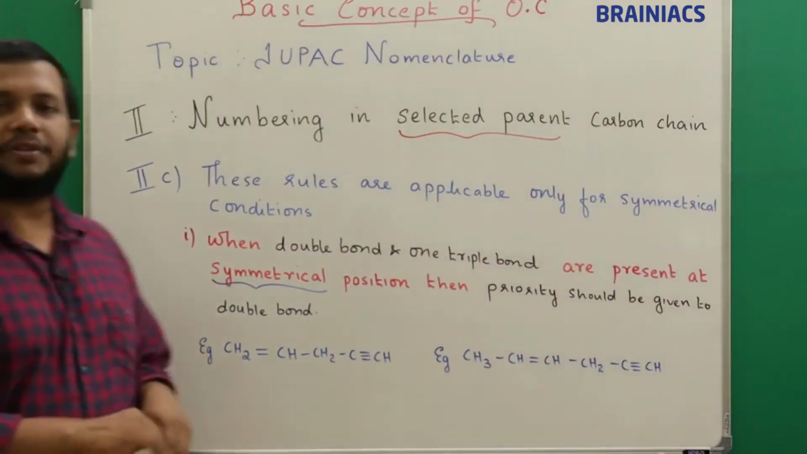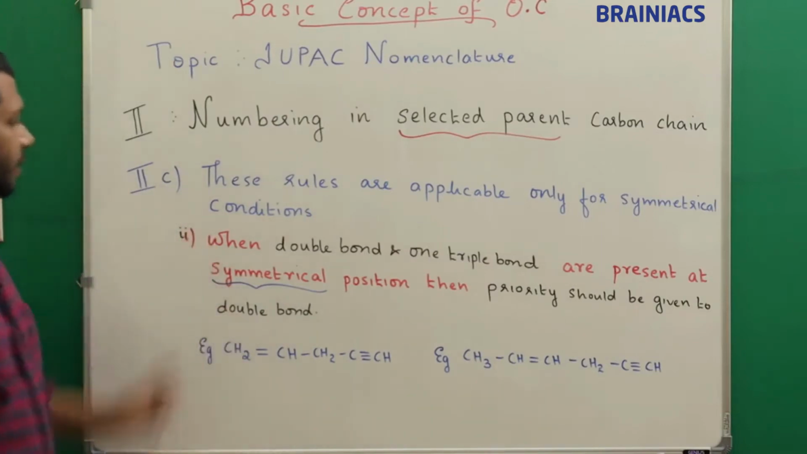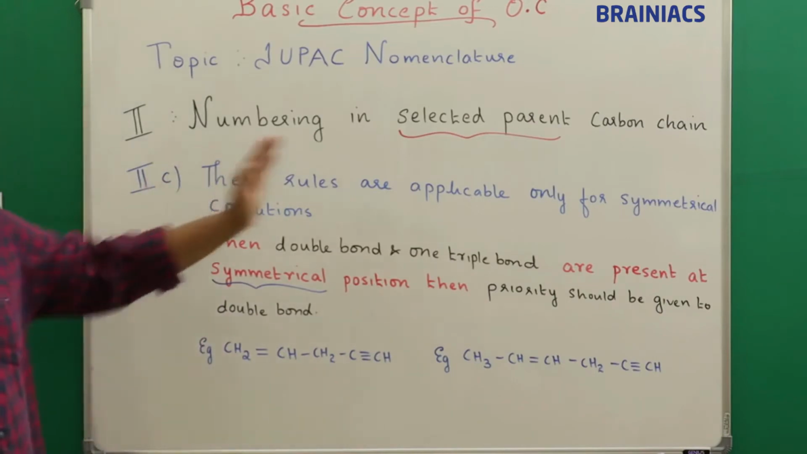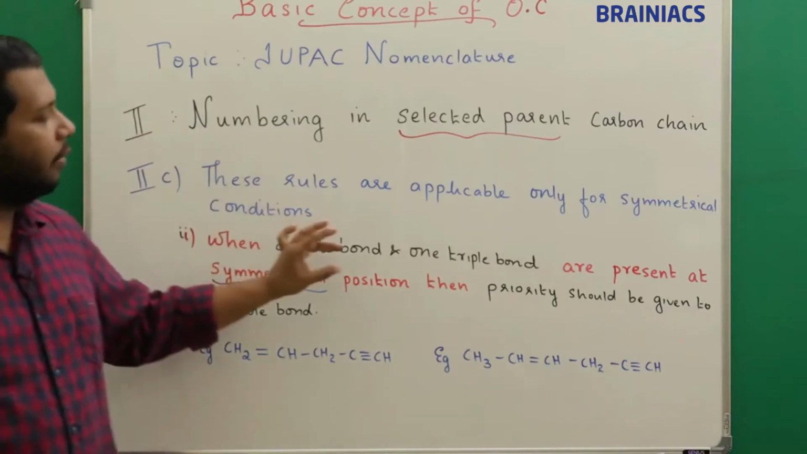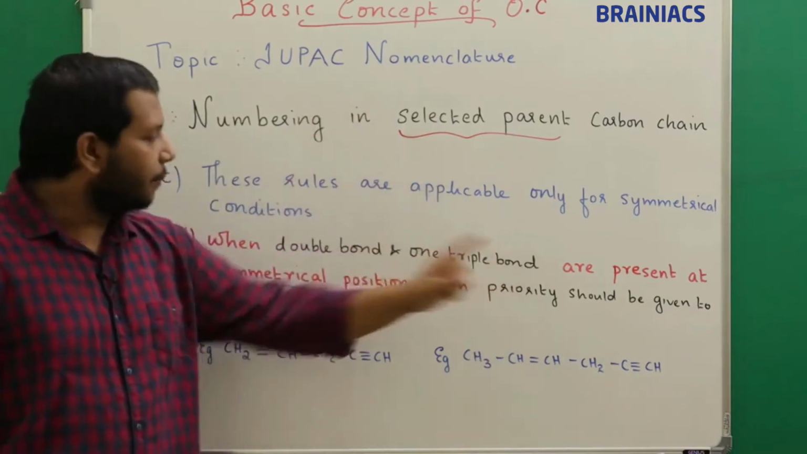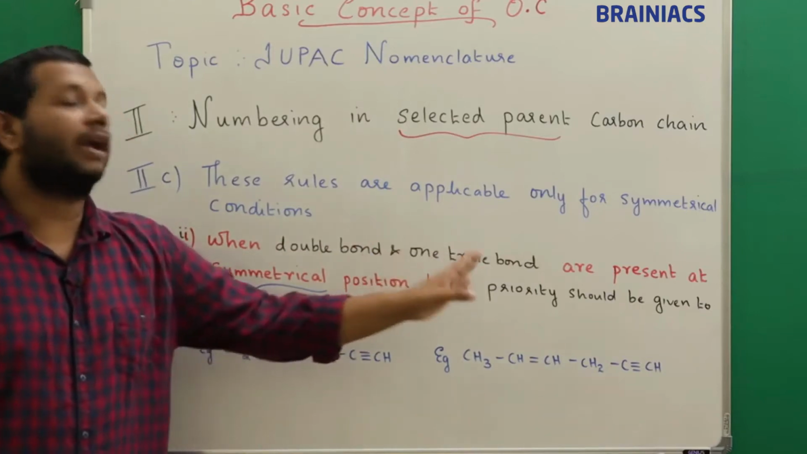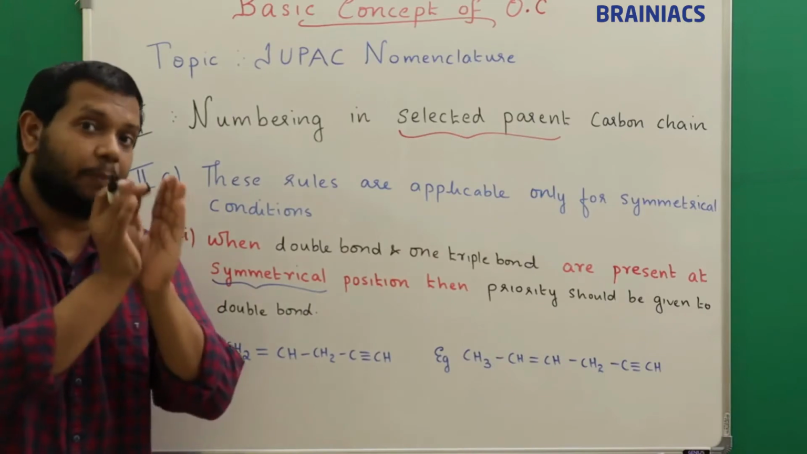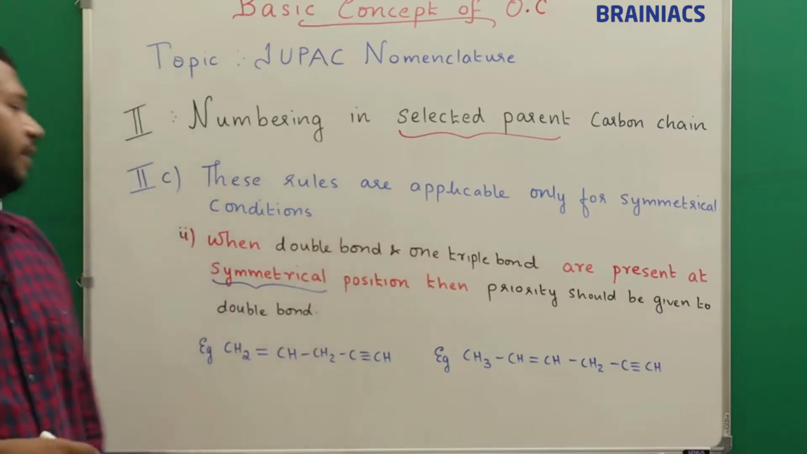So we will go to the second part of the rule. You can see here, second part. So what is the rule stating? The rule states that this is also applicable for symmetrical condition. It states that when a double bond and a triple bond are present at symmetrical positions, then the priority should be given to the double bond. So that means if they are at symmetrical positions, then only you should give the priority to what? The double bond. Let's see here.